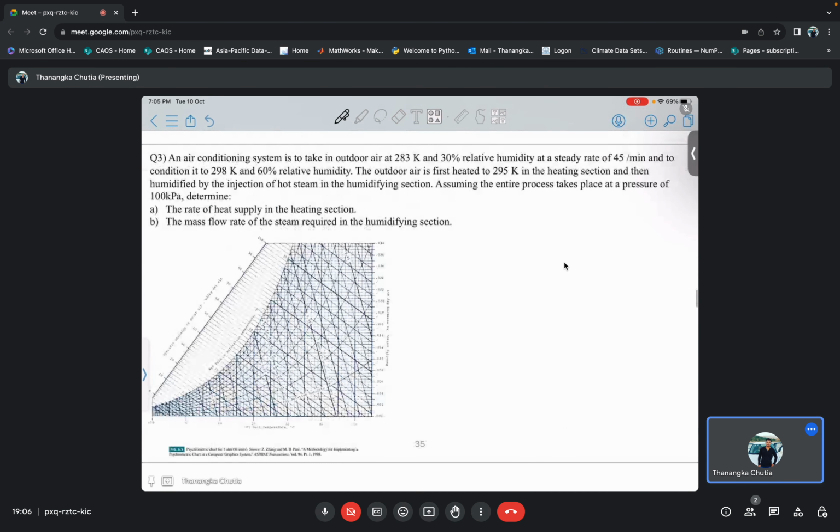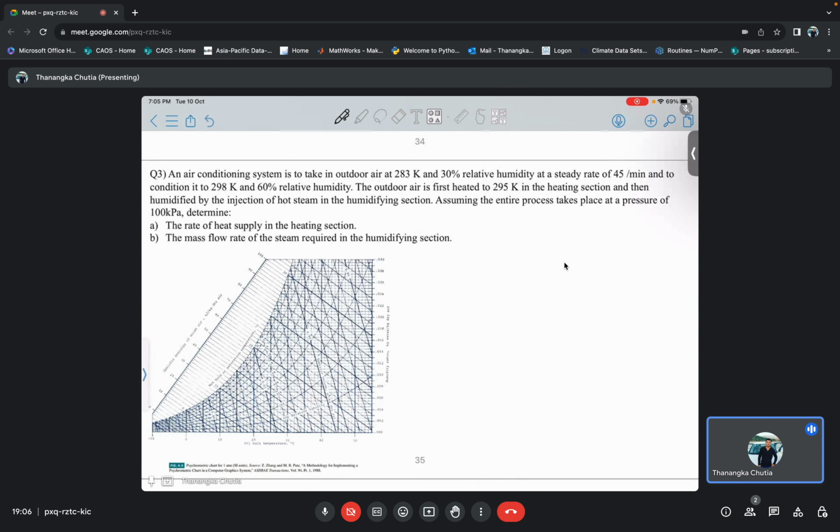Okay, now an air conditioning system is to take in outdoor air at 283 Kelvin, 30% relative humidity at a steady state at a steady rate of 45 m³ per minute, and to condition it to 298 Kelvin, 60% relative humidity. So the outdoor air is first heated to 295 Kelvin in the heating section, and then it is humidified by injection of hot steam in the humidifying section. Assuming the entire process takes place at the pressure of 100 kilopascal, find the rate of heat supply in the heating section and the mass flow rate of the steam required in the humidifying section.